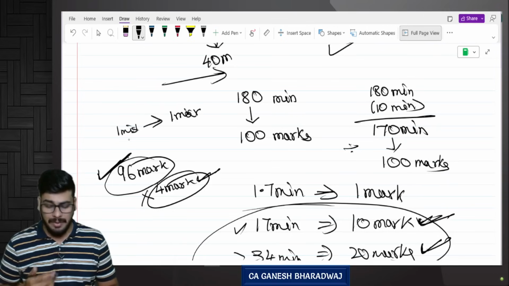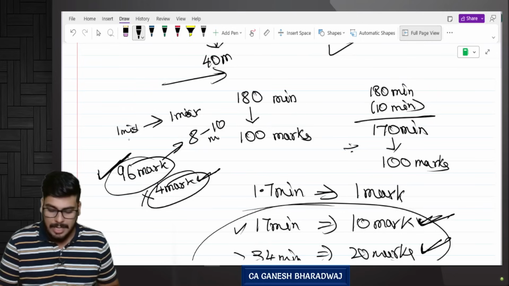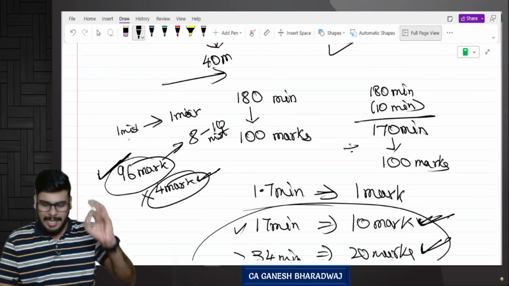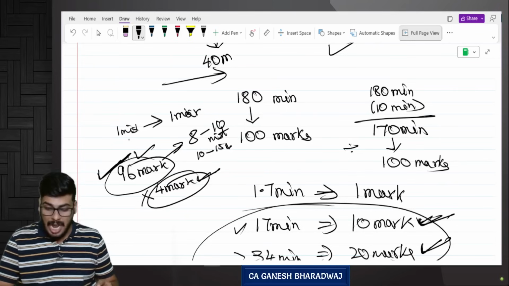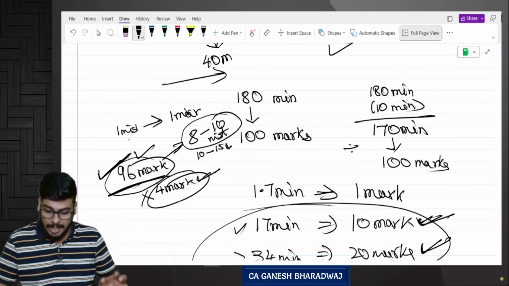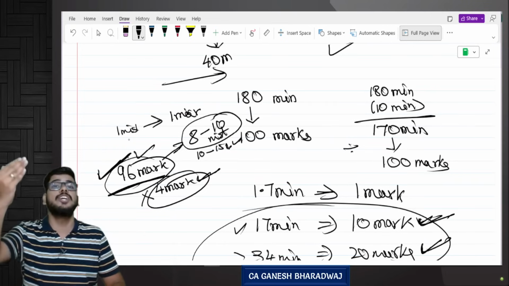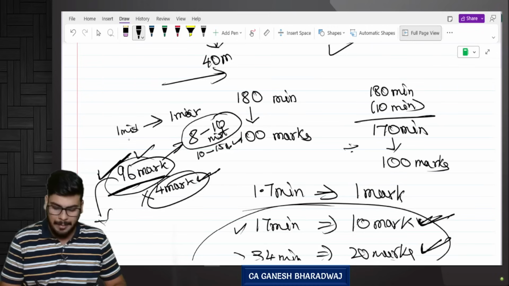You will not believe, I spotted around 8 to 10 mistakes that easily carried about 10 to 15 marks inside whatever I had written. I went back and corrected these 8 to 10 mistakes in the questions that I had written. That easily gave me 10 to 15 marks, and I ended up scoring 94 marks in my CA Intermediate.